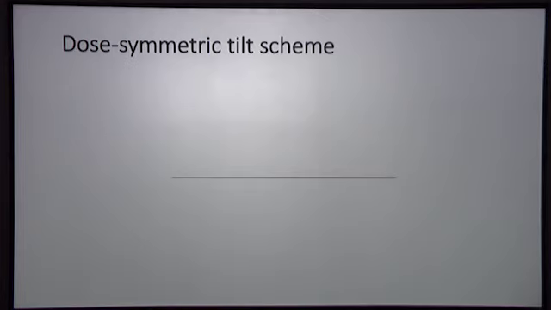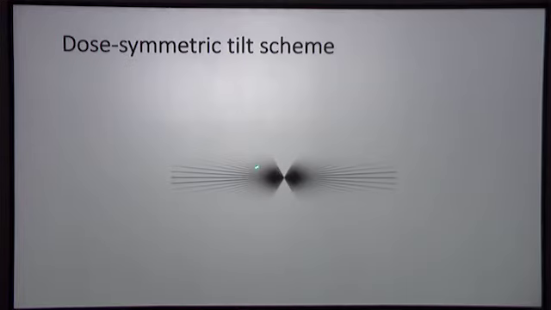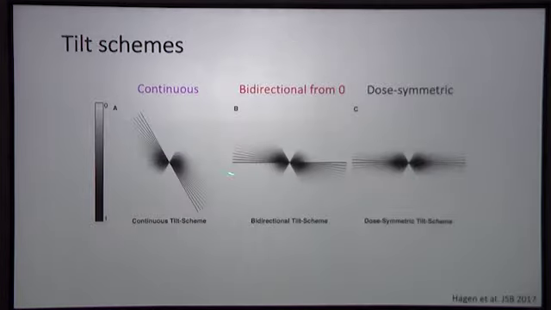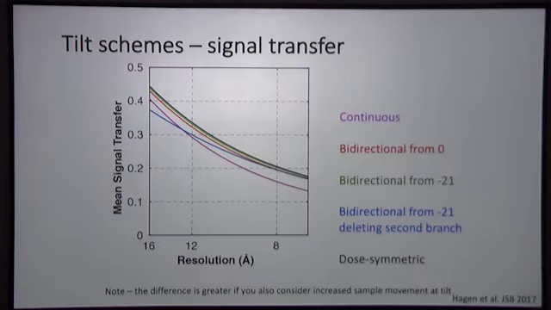Or we can do a dose-symmetric tilt scheme, where we start in the middle, and we just oscillate up until we reach the edge. And that, as you can see, gives a symmetric distribution of dose. So that's a summary of the three: continuous, bidirectional, and dose-symmetric. And if we consider the effects of the accumulated dose and the thickness of the sample, we can look at the mean signal transfer over resolution, and it's different for the different tilt schemes. So the continuous is worse, but for the dose-symmetric and the bidirectional tilt series, we get better signal recovery.